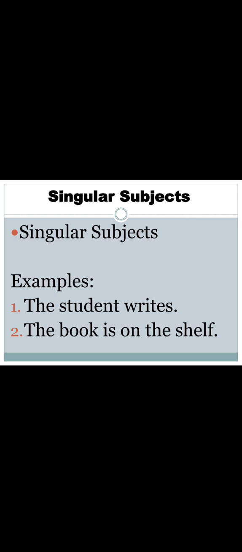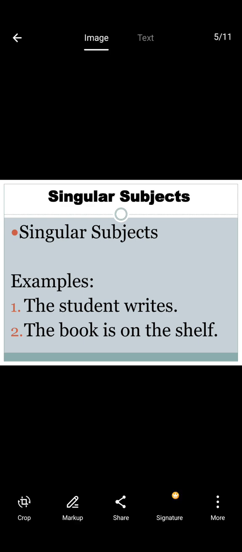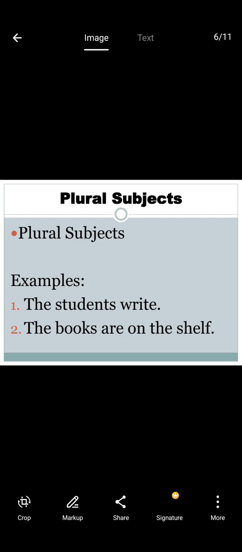The book is on the shelf. The verb which agrees is is. The book means one book, so that way is. If it were the books, then the books are on the shelf is the right answer. But here the book is singular, so the book is on the shelf is the correct one.